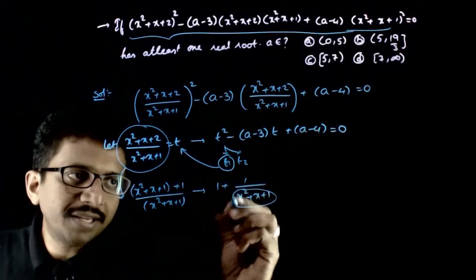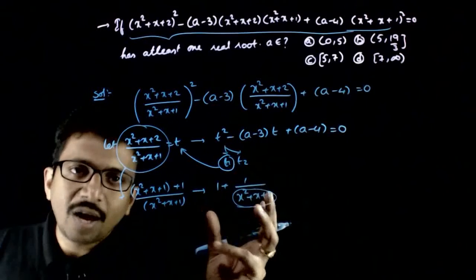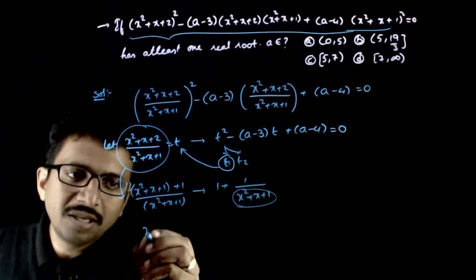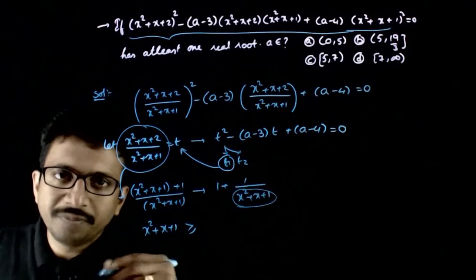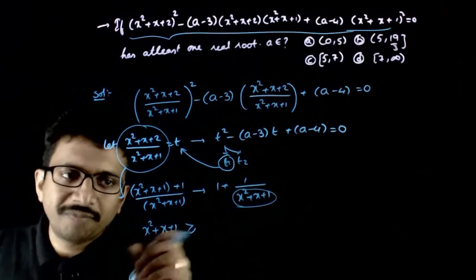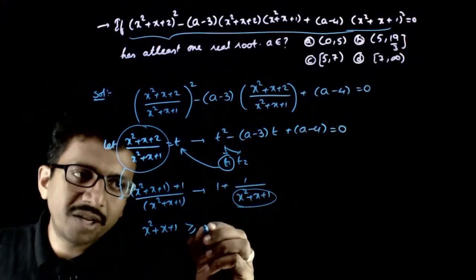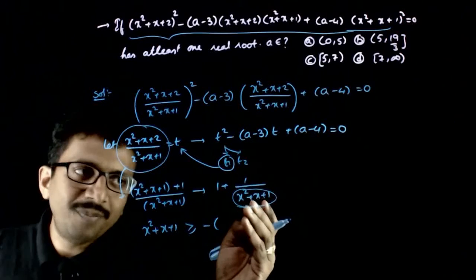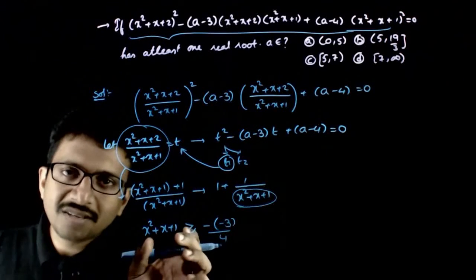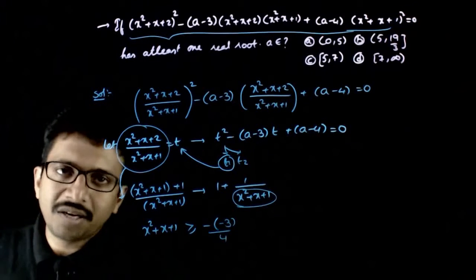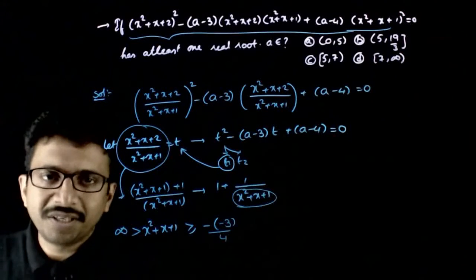Now this is a quadratic. So we know x² + x + 1, the range of this. How do you find the range of a quadratic expression? x² + x + 1 will always be greater than or equal to −D/4a. The least value of this expression is −D/4a, where D is b² − 4ac, giving 3/4. That means this expression is always greater than or equal to 3/4. So this expression lies between 3/4 and infinity.